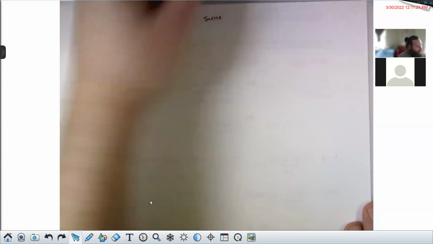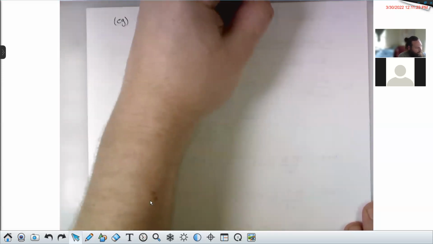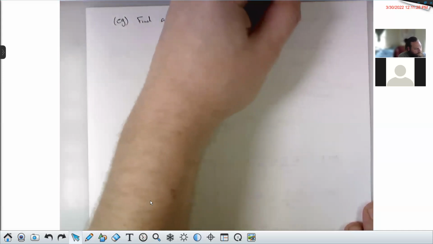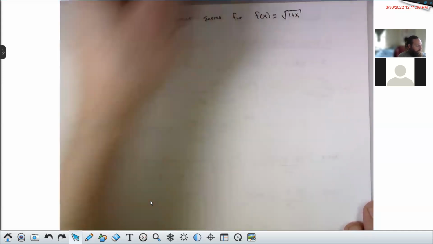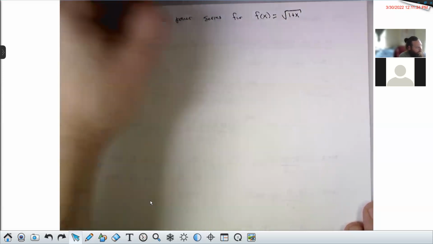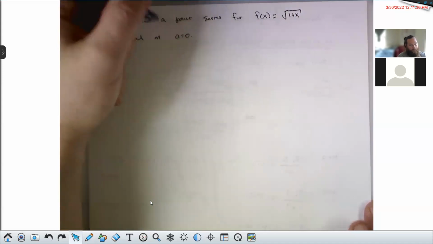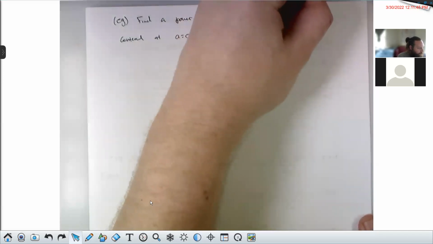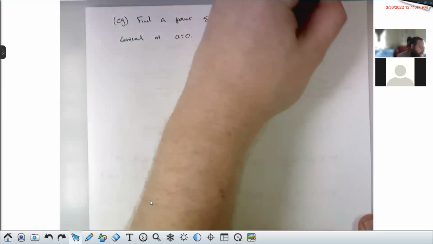So let's find a power series for this function. F of x equals the square root of 1 plus x, centered at a equals 0. This is actually a special case of something called Newton's binomial theorem, which is the power series from 1110 that I told you don't need to memorize.